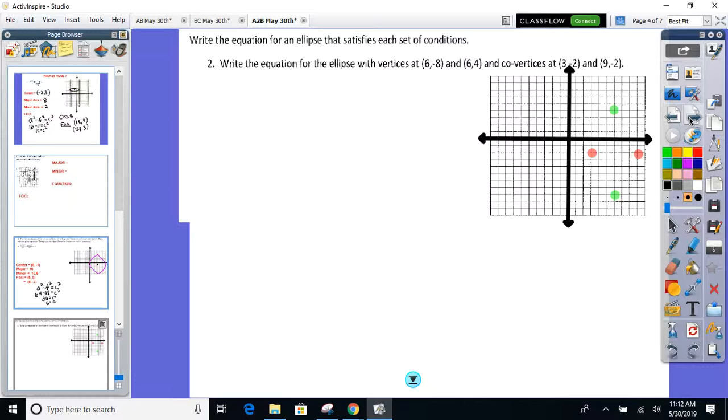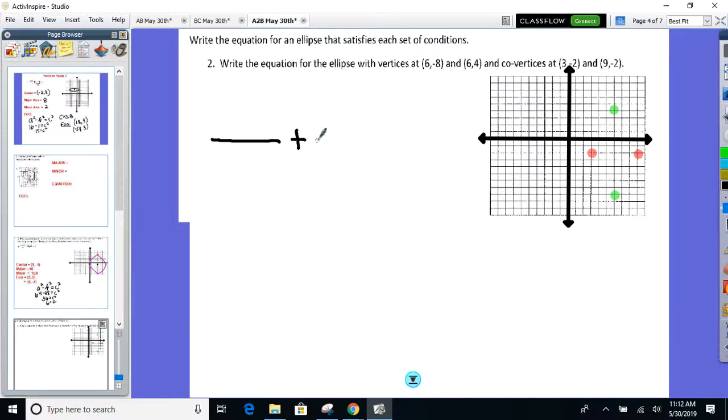Write the equation. All right, write the equation. So starting off, you know something, you're going to have your two fractions added together equal to 1. Okay, there's the start of the equation. I'll give you guys a second. Graph the vertices and the co-vertices, and I'll talk about what those actually are here in a second. So just get a graph of them right now.